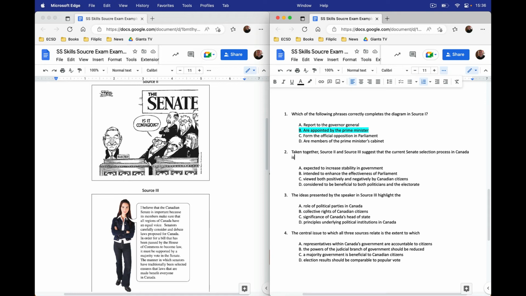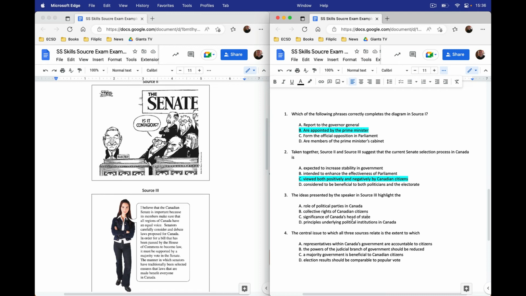C, viewed both positively and negatively by Canadian citizens. Well, this is a negative view of the Senate, and this here is a positive view of the Senate. So C is a definite possibility. Or is it D, considered to be beneficial to both politicians and the electorate? Well, it doesn't say anything here about being beneficial to politicians or the electorate. So we can get rid of D, which makes C our strongest answer. So we'll highlight this one here if you're following along.